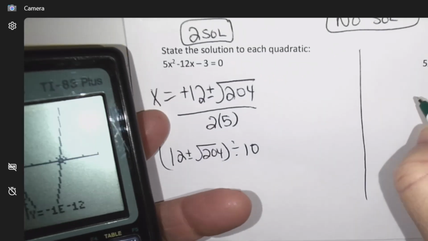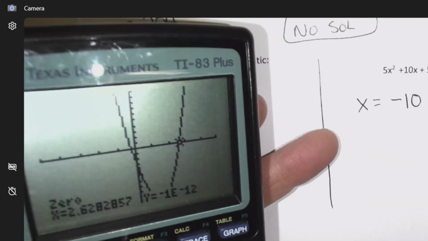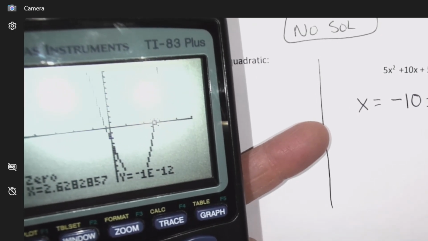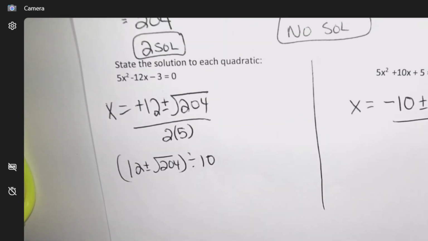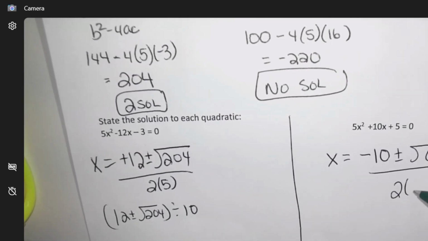Okay, here we go on the next one. X equals negative b, so negative 10, plus or minus the square root of 0. Right, we already did this one. This is this guy. Over 2 times 5.